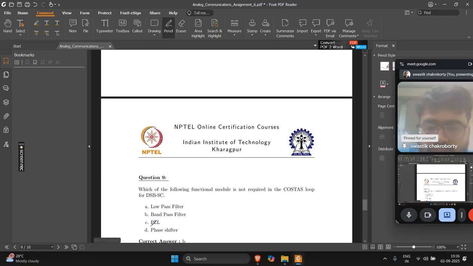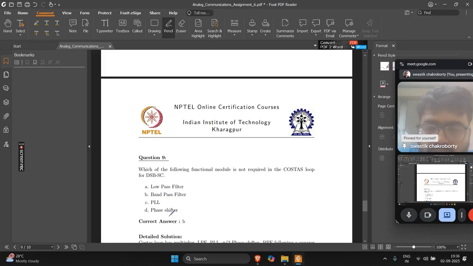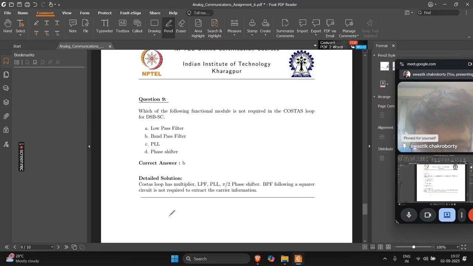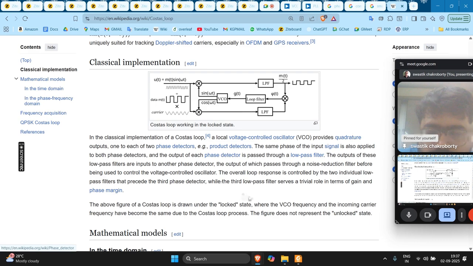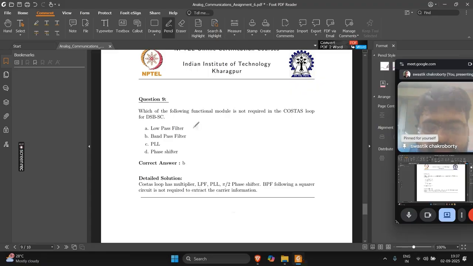The entire thing is a PLL, and there is a phase shifter, because there is sine omega t and there is cos omega t. So of course there is a phase shifter to generate both sine omega t and cos omega t. So there is a phase shifter, there is a PLL, there is a low pass filter. What is not there is a band pass filter. So the correct answer is option B.